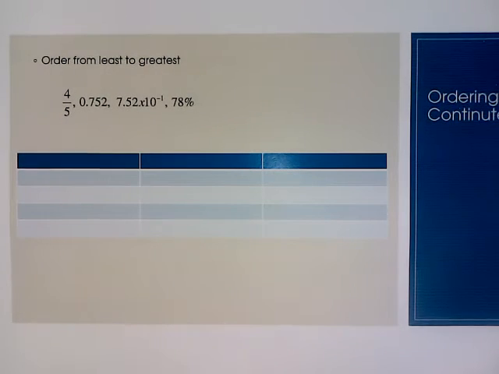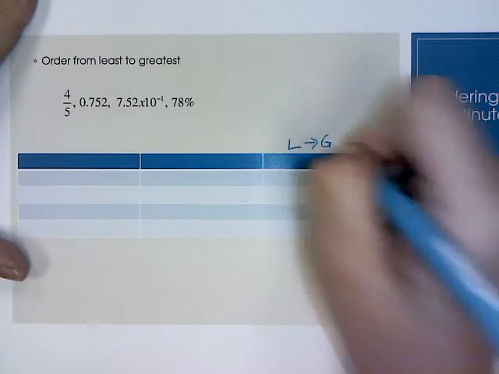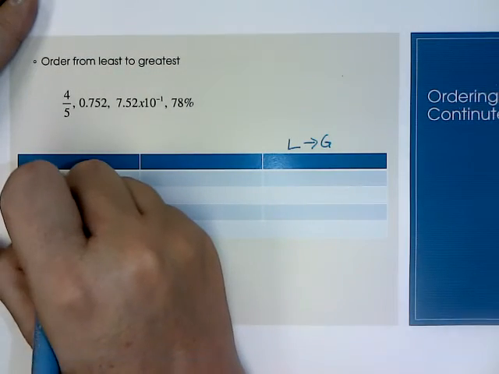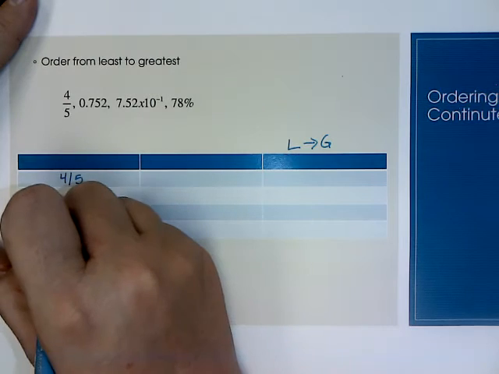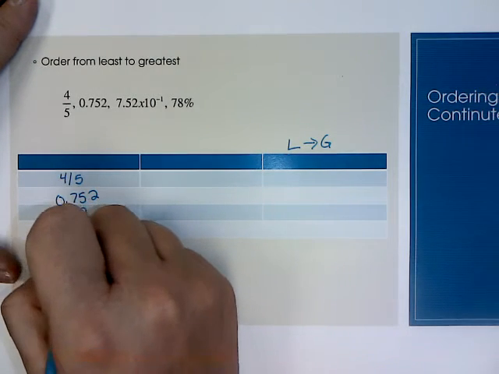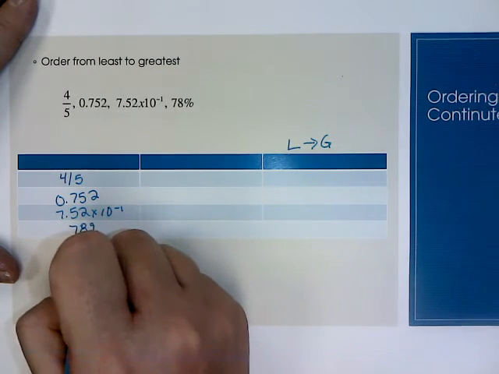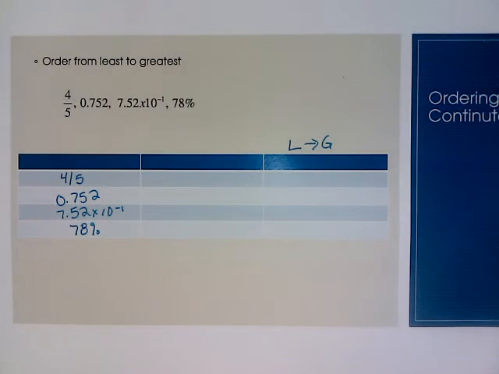There we go. This time I'm going to order from least to greatest. I'm going to go ahead and put in my numbers. I have 4/5, 0.752, 7.52 times 10 to the negative first, followed by 78%. Again, my middle column is for all my decimals.